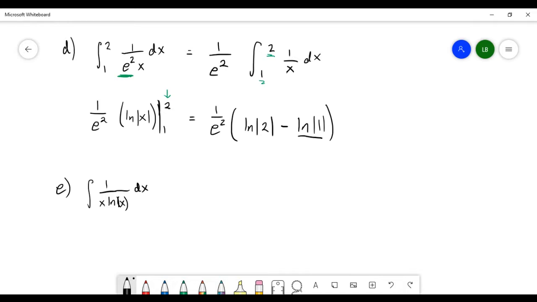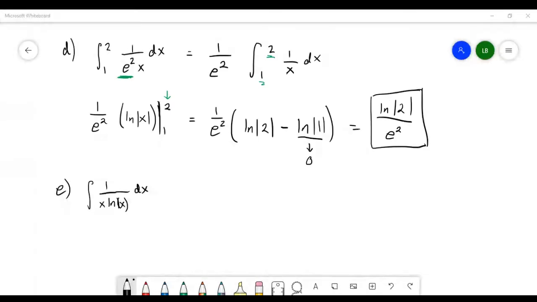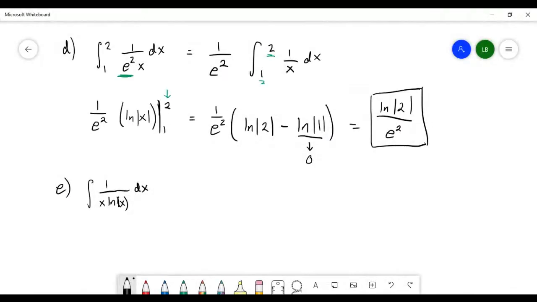Now, the natural log of 1, we talked about this earlier, is just 0. So our answer is the natural log of 2 divided by e squared. Make sense? Yeah. So once you actually start thinking of this e squared as a number, really not that bad of a problem.